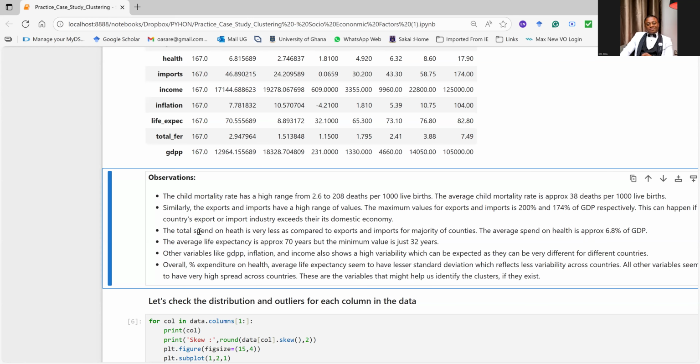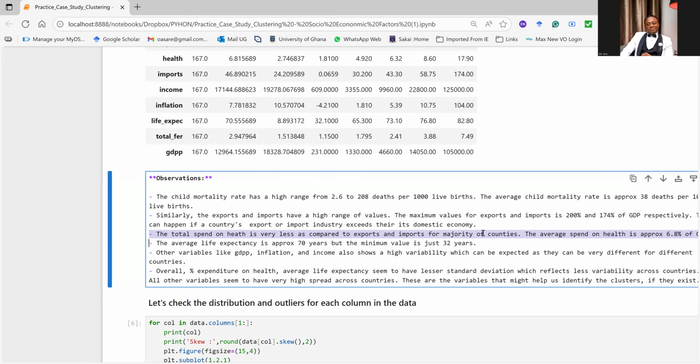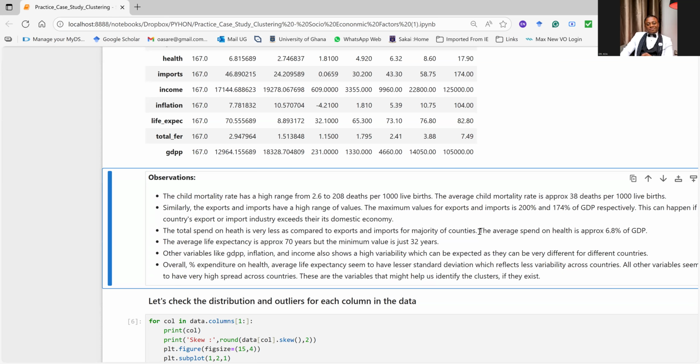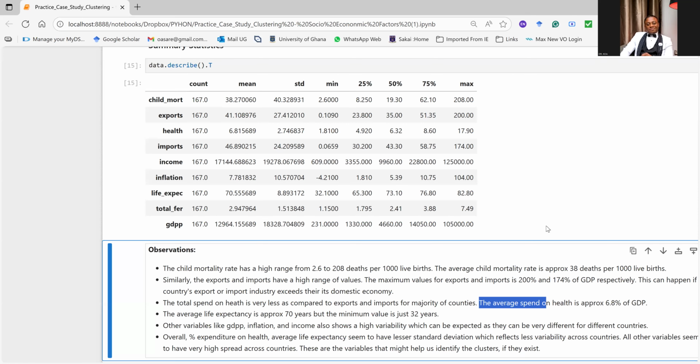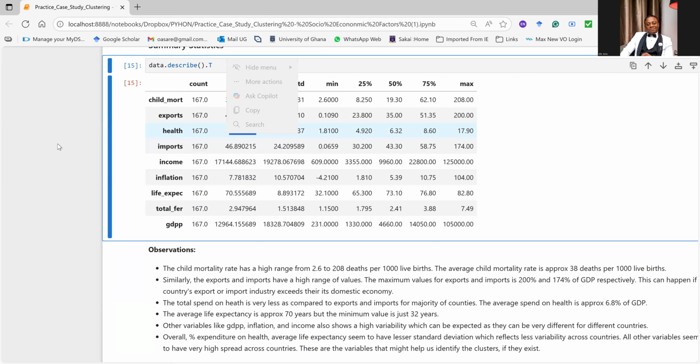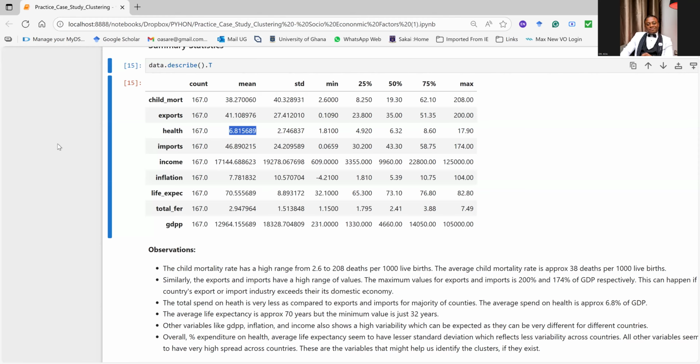For example, the total spend on health is very less as compared to the export and import for the majority of the countries. Okay. You can see that here. And you can see that the average spend on health is approximately 6.8% of GDP. And that is here. When you come to the results here, you see it's 6.8% of GDP. So you should be able to have a feel of the data and speak to your result.